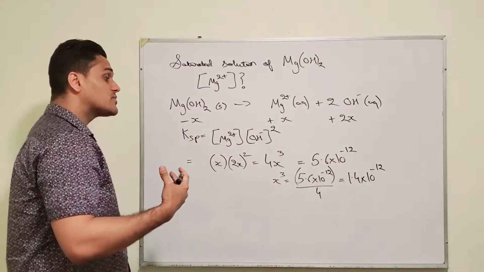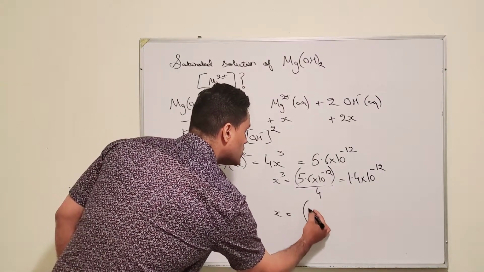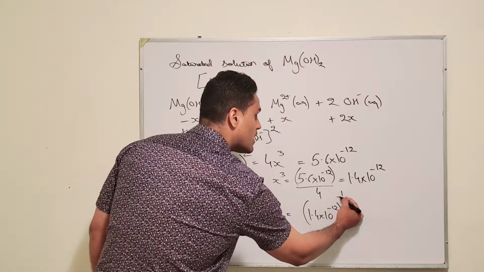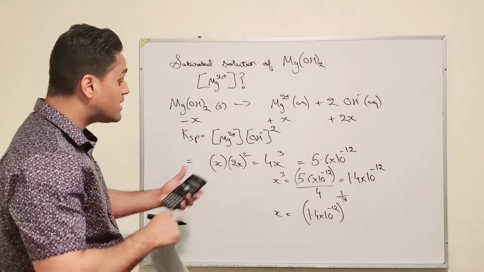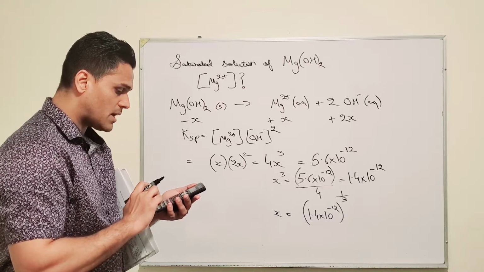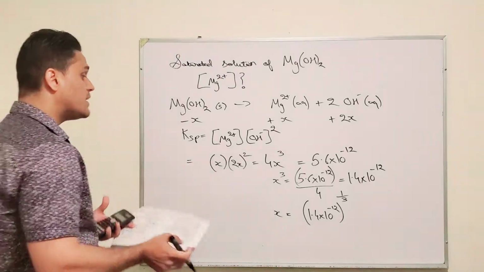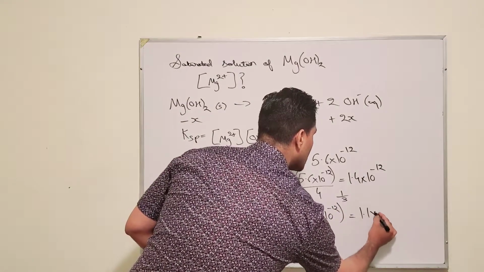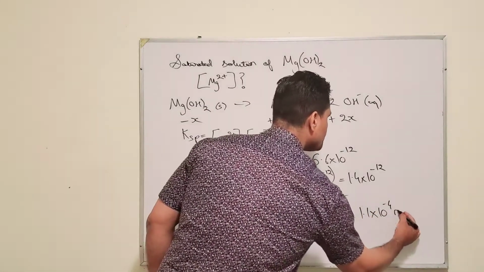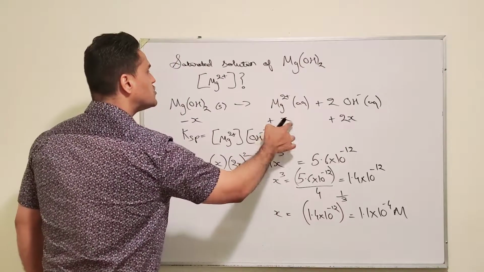Now guys, some of your calculators are going to have the cube root button. If you don't have a cube root button, a cube root just means you're going to take this number, put brackets around it, and raise it to the power 1 over 3. Okay? That should give you your answer, which is 1.1 times 10 raised to the power minus 4. Okay, guys? And that's your x, which is your concentration of Mg2+.